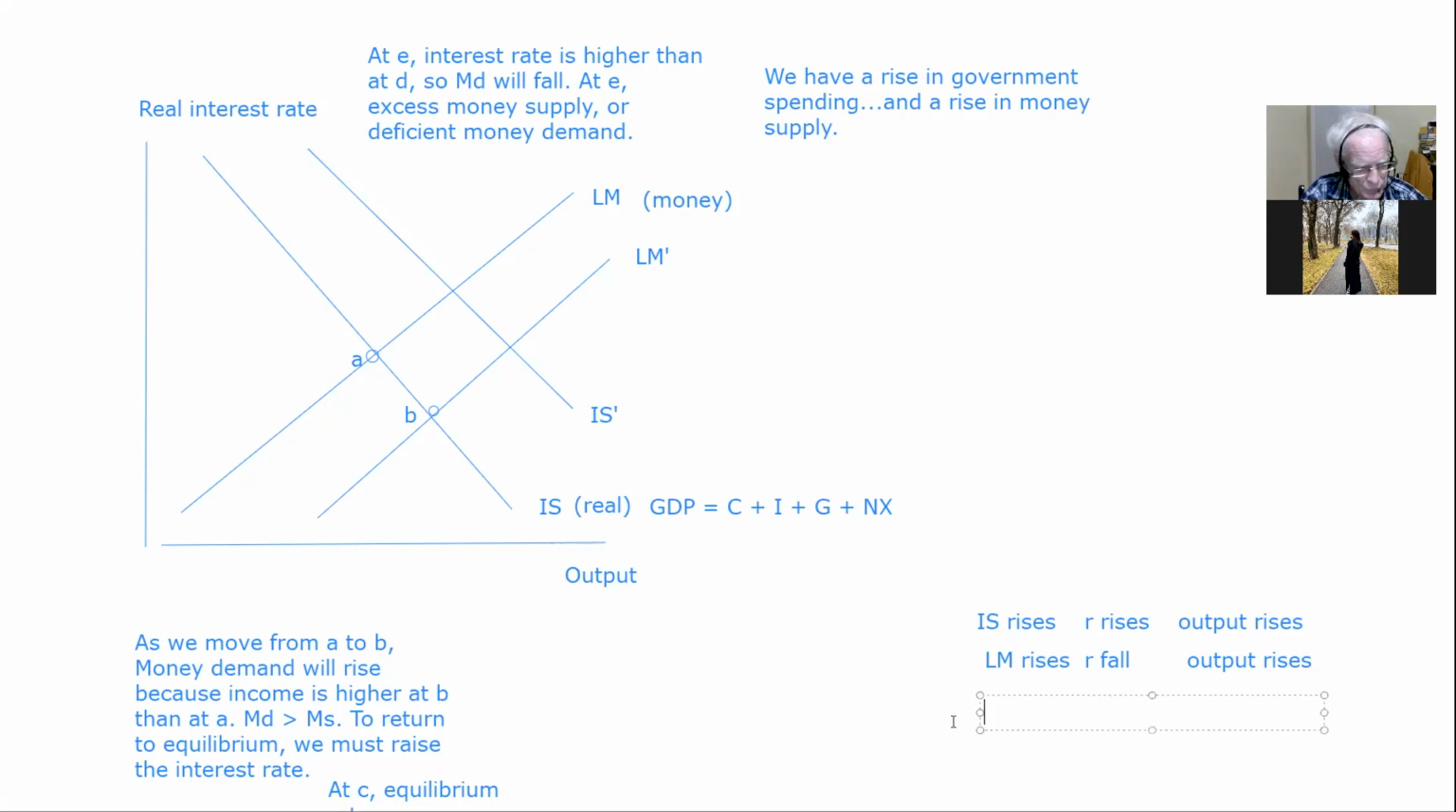So the total position is that output will rise, and the interest rate is unknown without new information about the relative shifts of IS and LM. So there it is. Maybe the government and the National Bank would be doing the right thing if they're really concerned more with output than with interest rates.